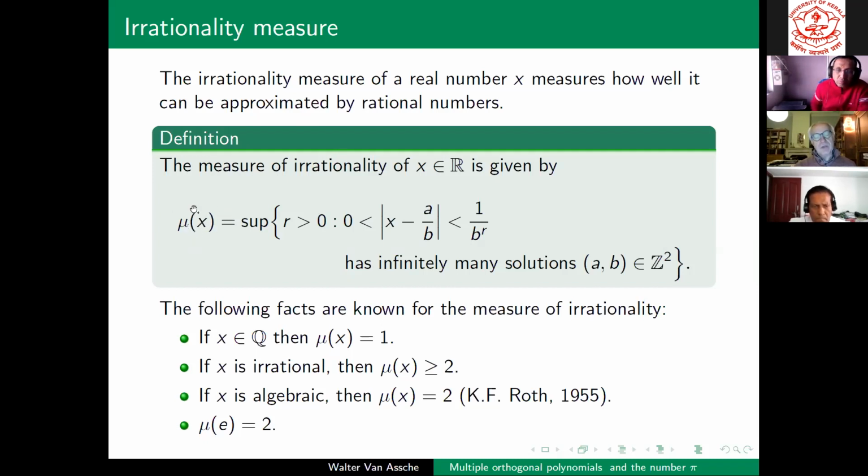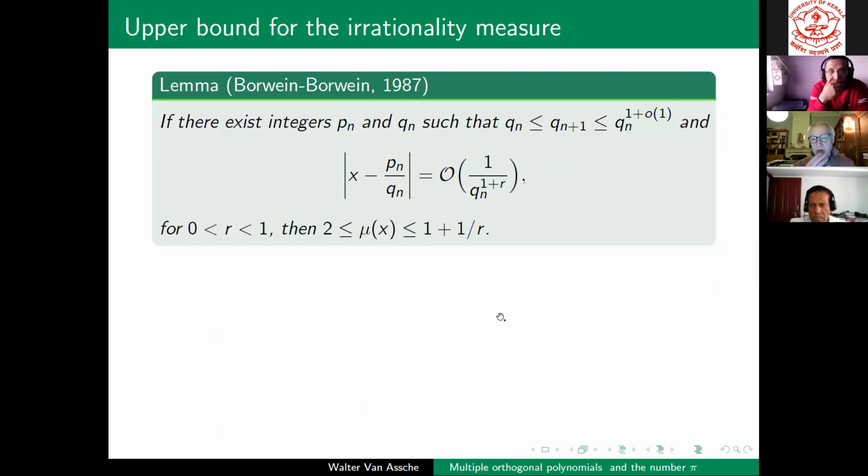So what we want to do is find some upper bounds. Very likely it's also going to be 2, because almost every real number will have measure of irrationality 2. But it's not so sure that it will be true for pi, because there is a chance that you can find a thin subsequence for which the approximations are going to be better than order 2. Okay, so how do we prove upper bounds for the measure of irrationality?